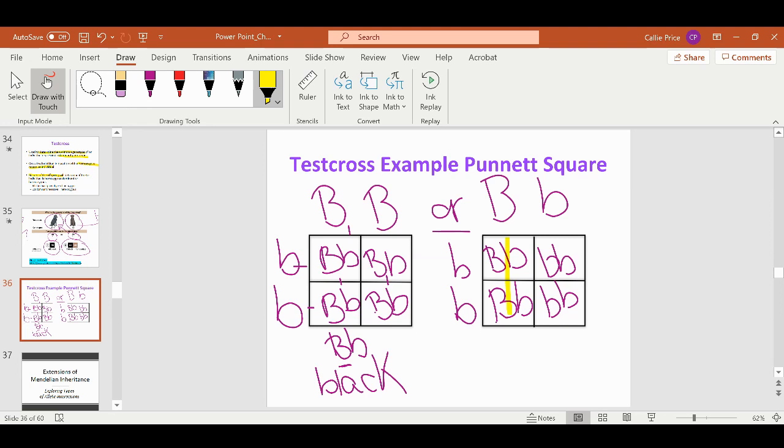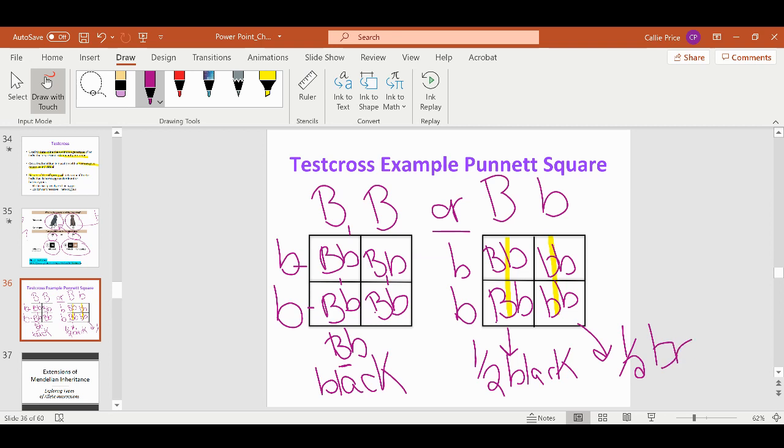Half of the offspring have the genotype big B, little b, and half of the offspring have the genotype little b, little b. We would expect half of the time the offspring would be black puppies, and then half of the time they would be brown puppies.